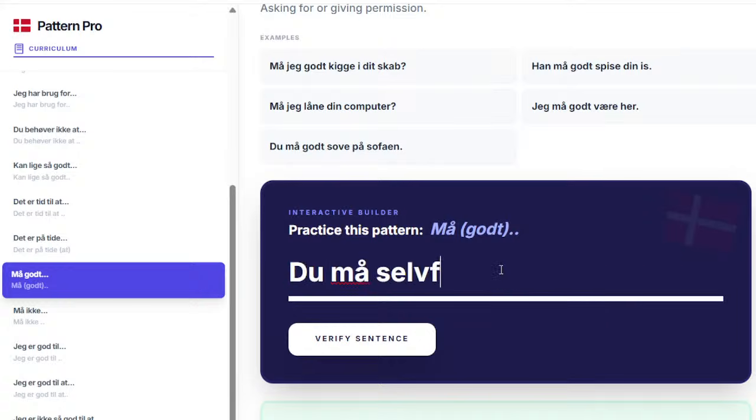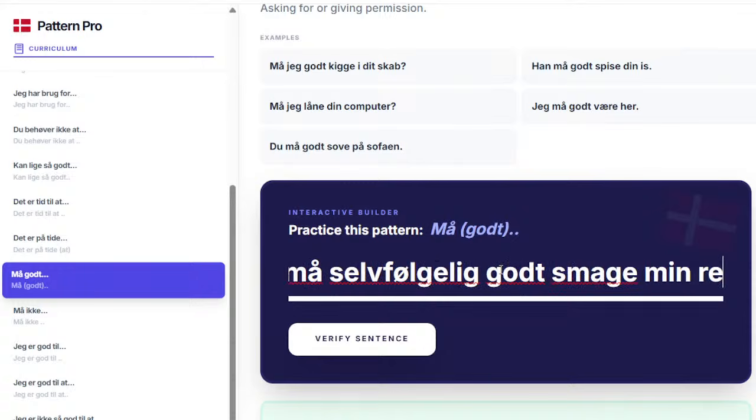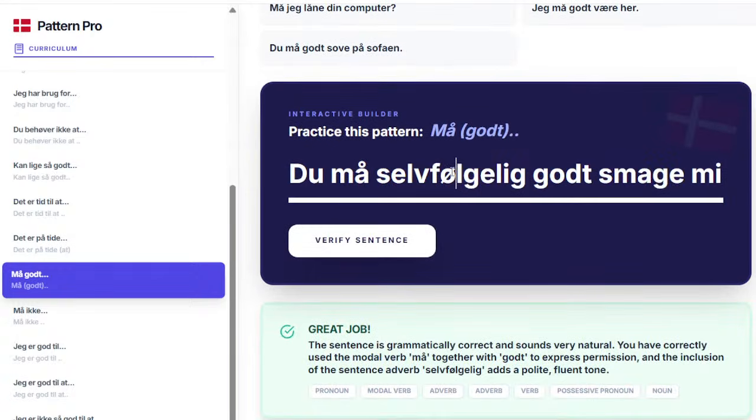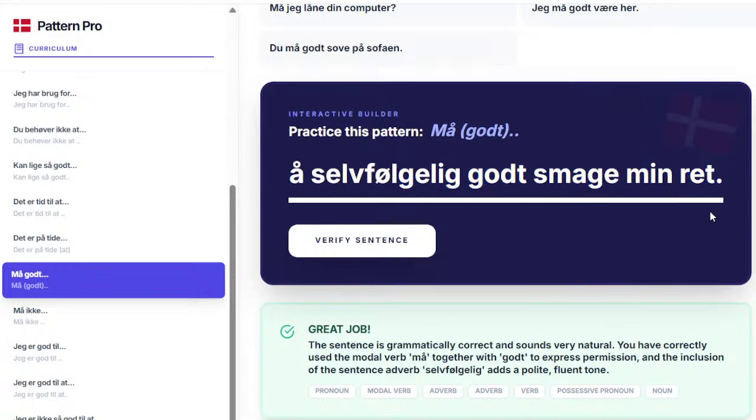Du må selvfølgelig godt smage min ret. Of course you may, of course you can taste my dish, the thing that I cooked.